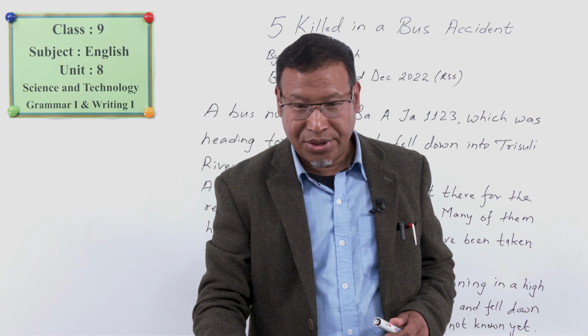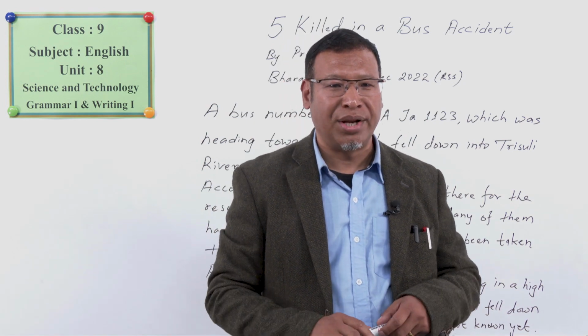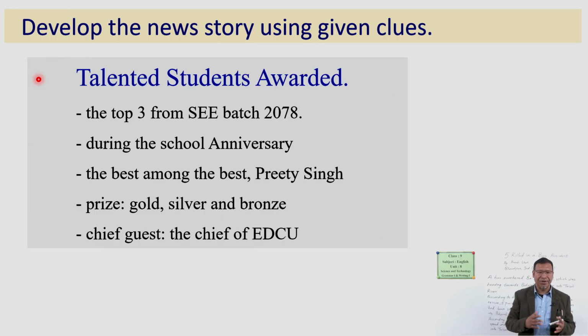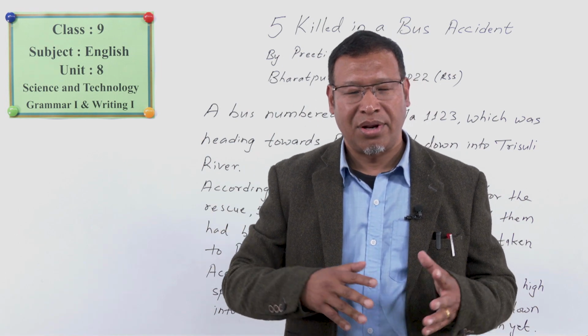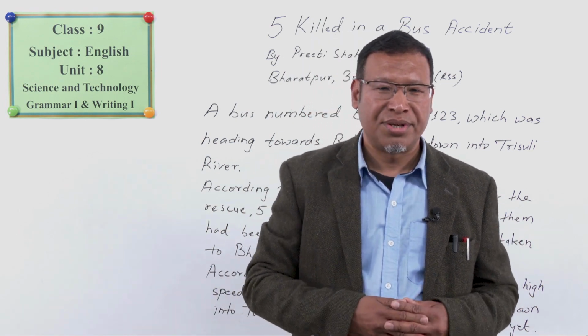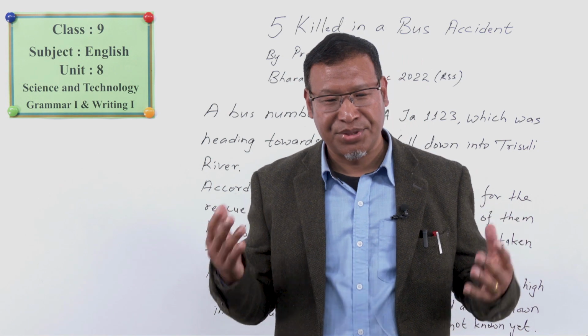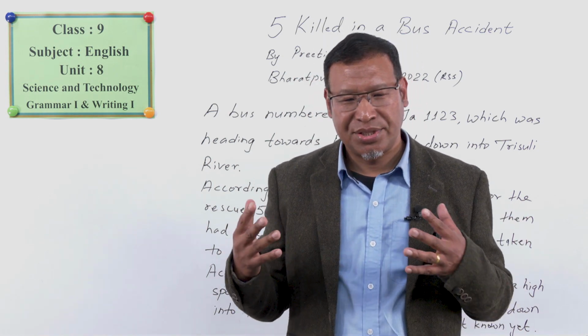All right, so finally here is one assignment for you. Okay, please try this assignment again. Develop the story using the clause: Talent is to be awarded. The top 3 from C batch 2017 were awarded during the school anniversary, and then go on writing. All right, so in this way, the students will learn about relative clause, and we learned about writing news story. So you practice yourself at home.